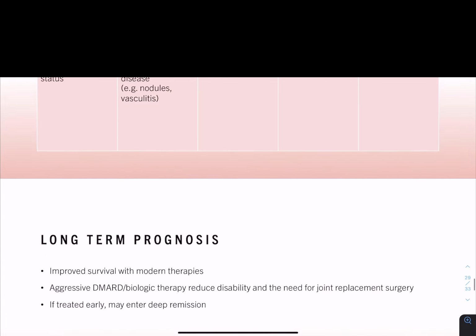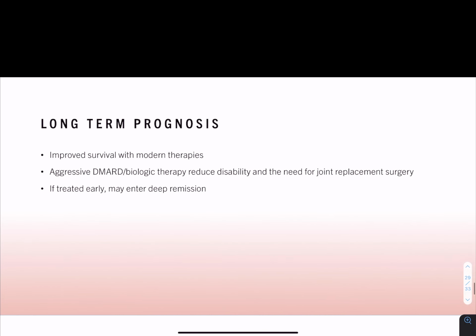Rheumatoid arthritis has evolved significantly due to the introduction of novel therapies and the continuous emergence of new treatments. Additionally, the mortality rate associated with rheumatoid is improving. Early aggressive treatment appears to be advantageous, not only in terms of enhancing survival, but also in reducing disability and the necessity for joint replacement surgery.